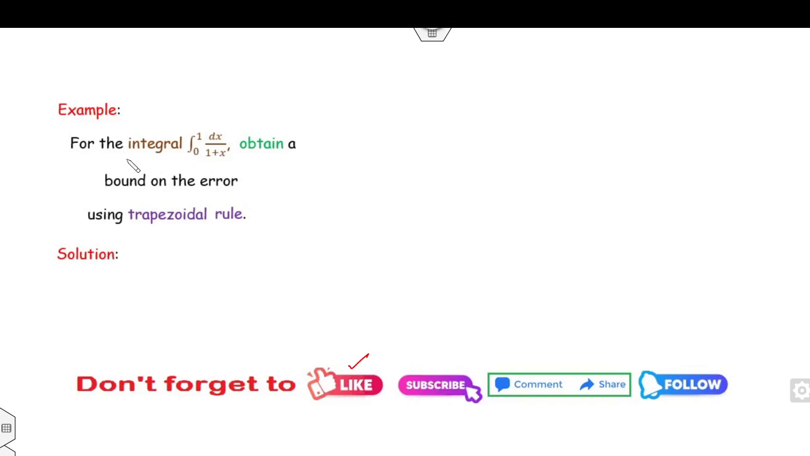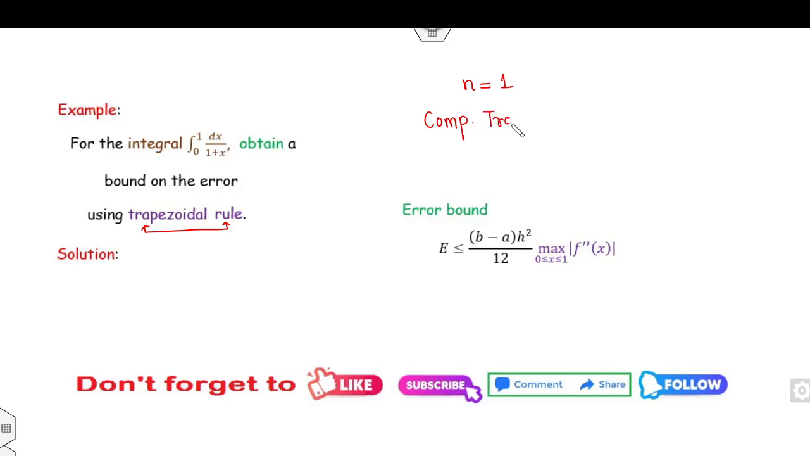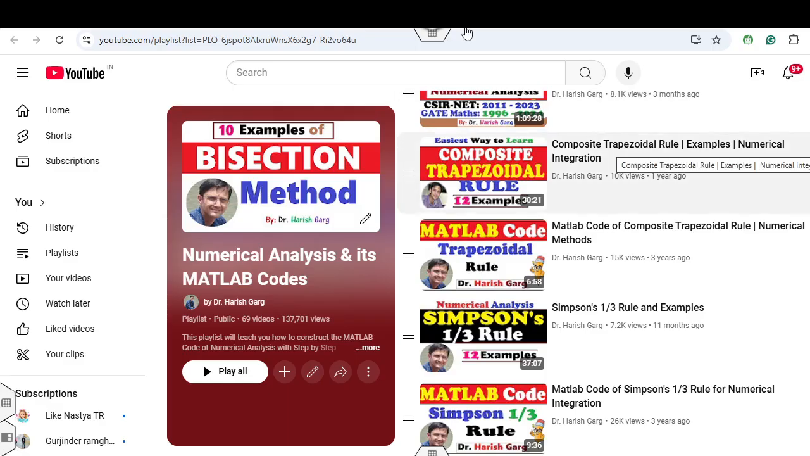Now you can see, for the integration of this, obtain the bounds using the trapezoidal rule. First of all, what is the error? This is my error bound. Now you can see that they are talking about the trapezoidal rule. For the trapezoidal rule, n is 1. For the composite trapezoidal rule, n is greater than 1. The same concept I already explained in my composite trapezoidal rule lecture.